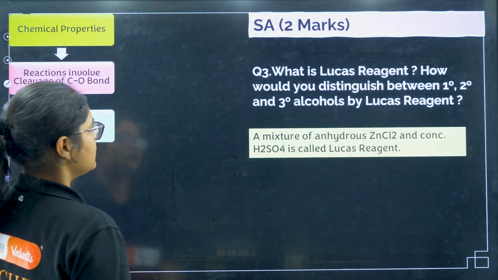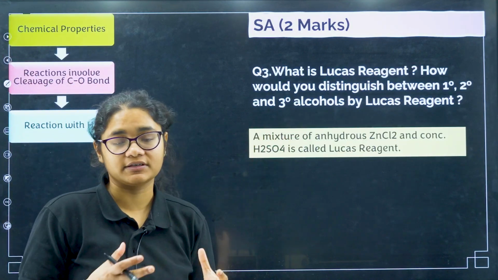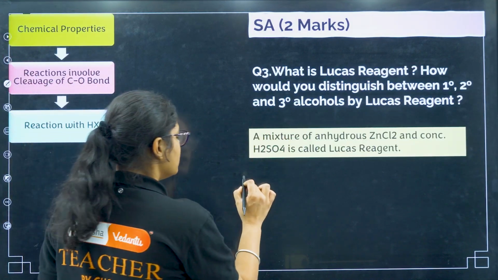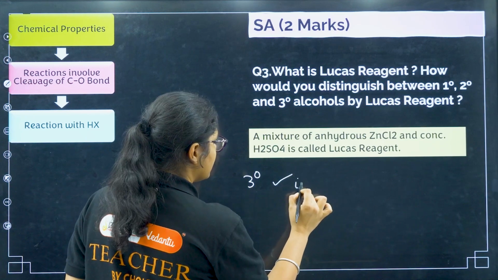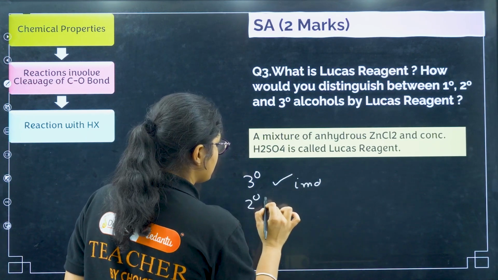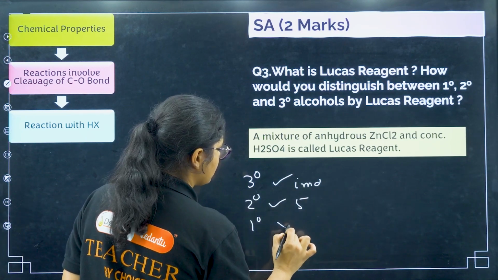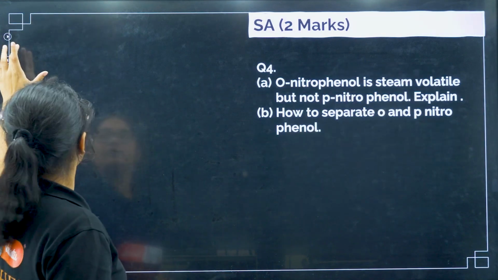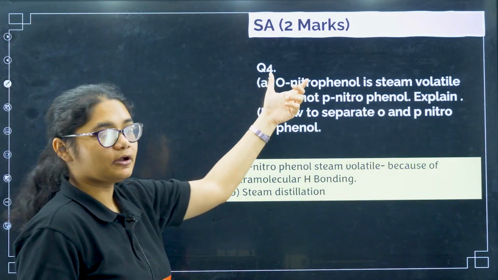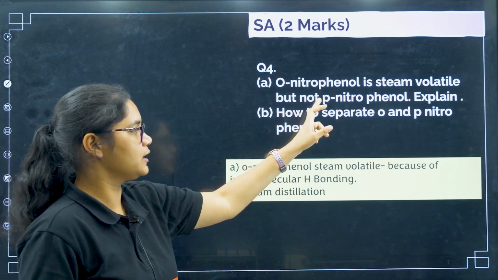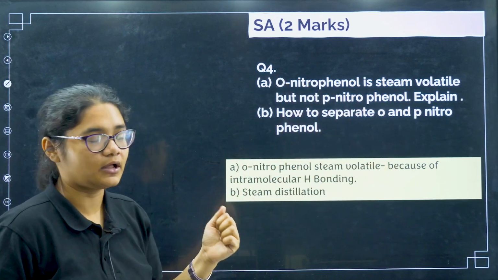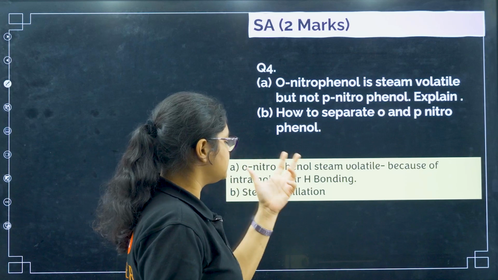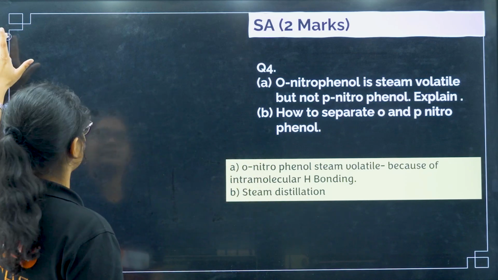Next, Lucas reagent. So Lucas reagent, what is it? How will it help to distinguish between alcohols? You know, tertiary alcohol will react immediately, right? Then secondary alcohol will react in 5 minutes, primary alcohol will not react. Okay. Next we have ortho-nitrophenol is steam volatile. Why? Because it has intramolecular hydrogen bonding. Para-nitrophenol has intermolecular hydrogen bonding. Then with the steam distillation method, we can separate them.